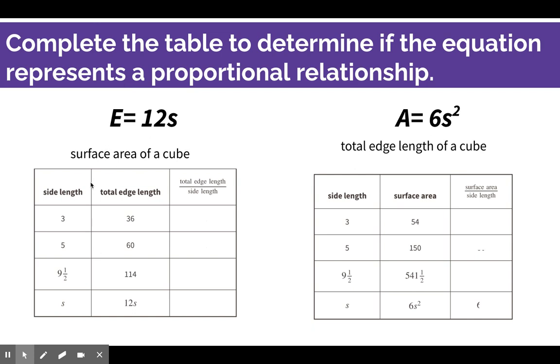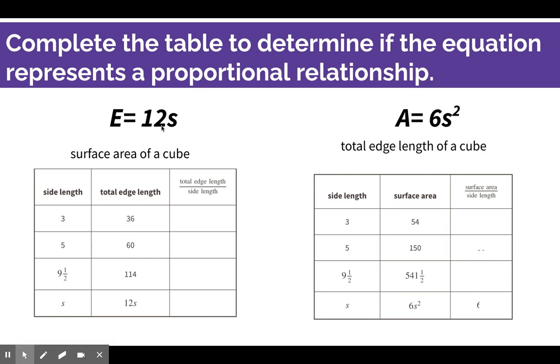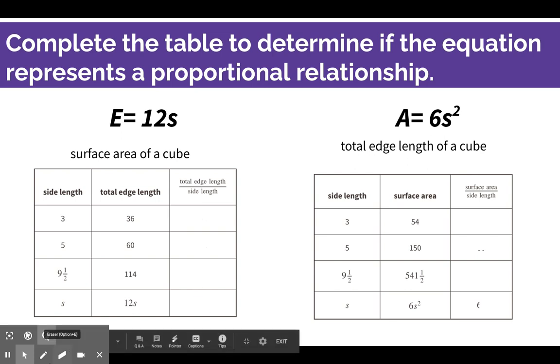So in your notes, let's go ahead and write down this table, and then I also want you to complete the third column. Okay, so we're going to take about 1 minute and 30 seconds to copy down this first table, E equals 12S, the surface area of a cube, and then we're going to figure out the third column. Once again, we're going to take the total edge length, which is my second column, and divide it by the side length, which is the first column. So for instance, I'm going to do 36 divided by 3, and that'll be my answer for the first table. So let's do that for all of them, and then we'll come back together.